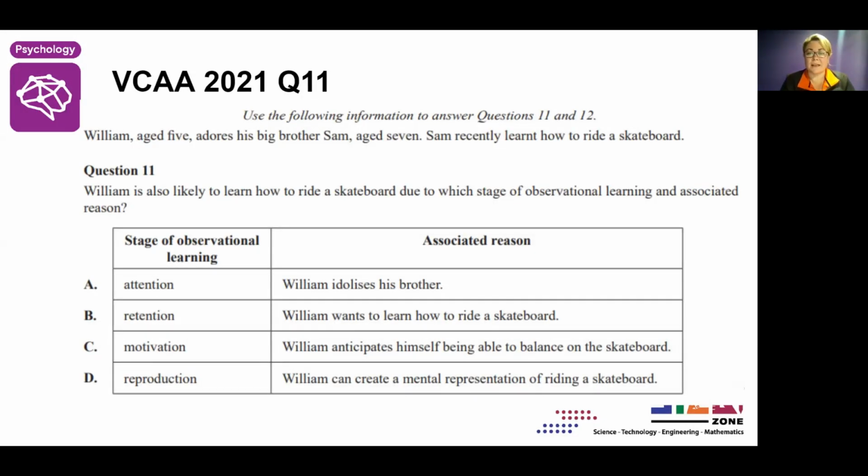Retention. William wants to learn how to ride a skateboard. Does that match with retention? Is he making a mental representation of that? They don't match, do they? William anticipates himself being able to balance on a skateboard. Is that motivation enough for him to do it? Absolutely not. I think William wants to learn how to ride a skateboard is more motivation, yeah. And William can create a mental representation of riding a skateboard. Again, that's more retention, isn't it? So our answer is A.